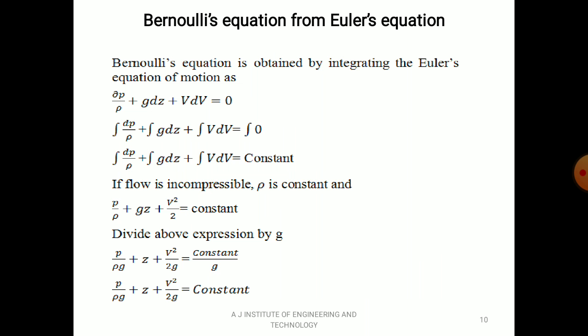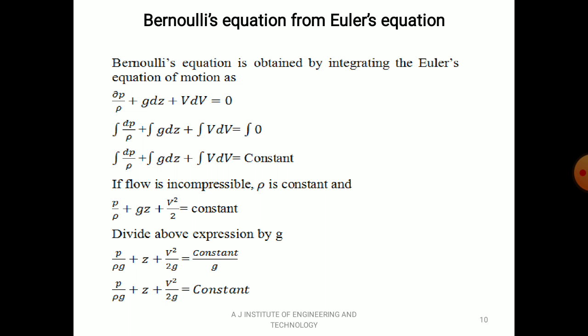Next, Bernoulli's equation from Euler's equation. Bernoulli's equation is obtained by integrating Euler's equation of motion. So if you know Euler's equation, then you can easily get Bernoulli's equation. You just need to integrate expression 2. Euler's equation of motion is given by ∂p/ρ + g dz + v dv = 0.